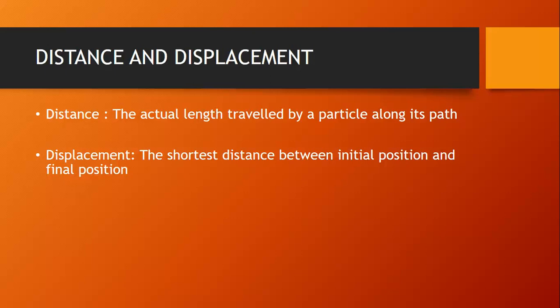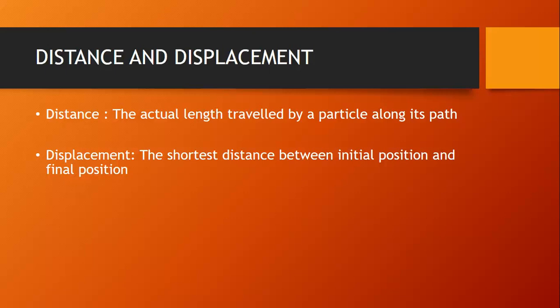Let's see what is displacement. The shortest length between initial position and final position. Displacement is a vector quantity. Usually, distance and displacement both are the same. Whereas, distance is a scalar quantity and displacement is a vector quantity. While we are using both magnitude and direction, we consider displacement. Without direction, we consider only distance.